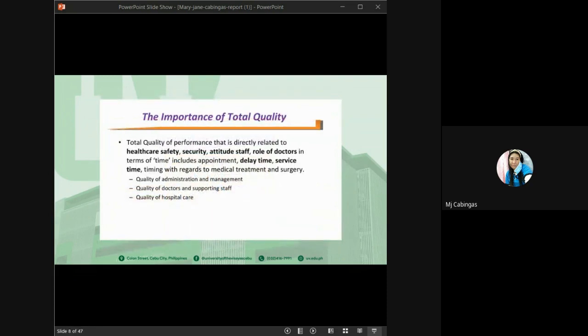So, total quality of performance is directly related to healthcare safety, security, attitude of staff, and the role of doctors in terms of time, which includes appointment, delay time, service time, and timing with regards to medical treatment and surgery. So, quality of administration and management, quality of doctors and supporting staff, and quality of hospital care. Next slide, ma'am.